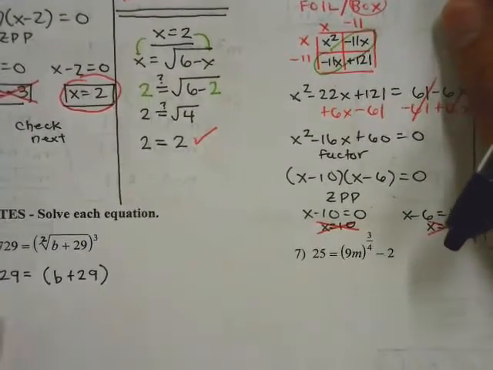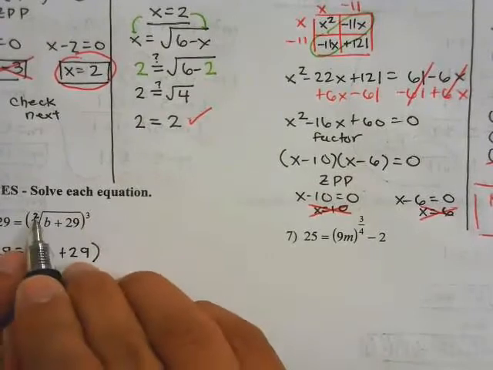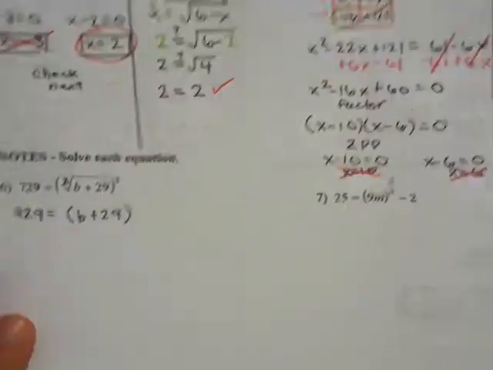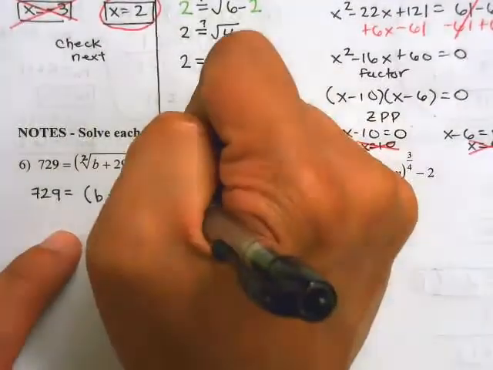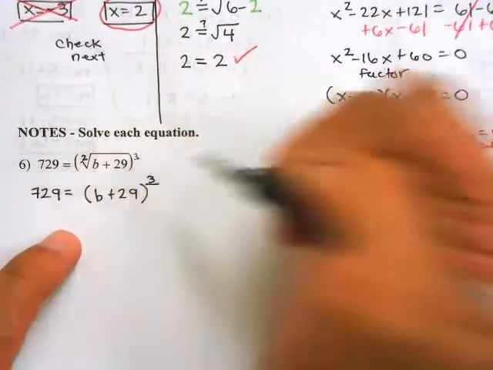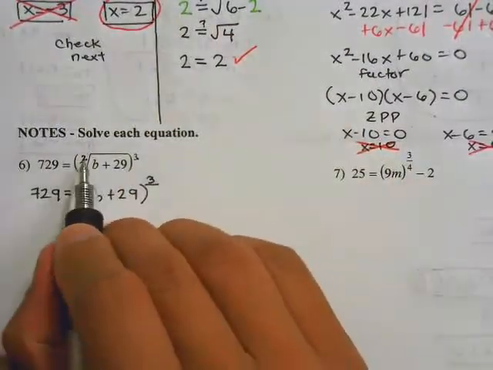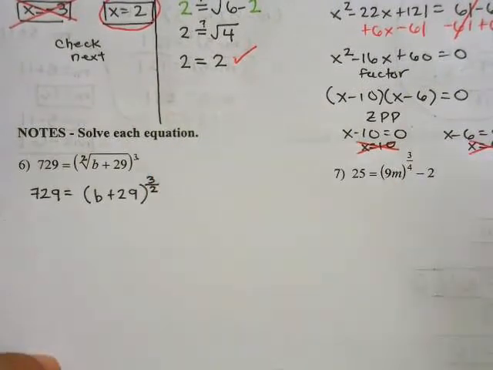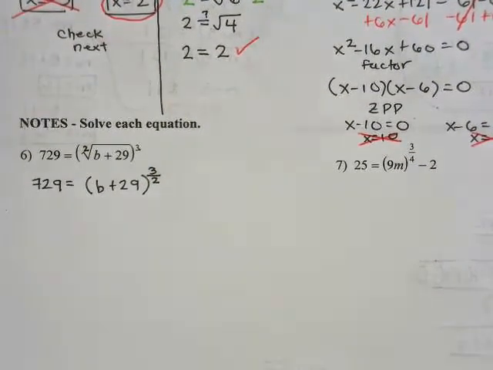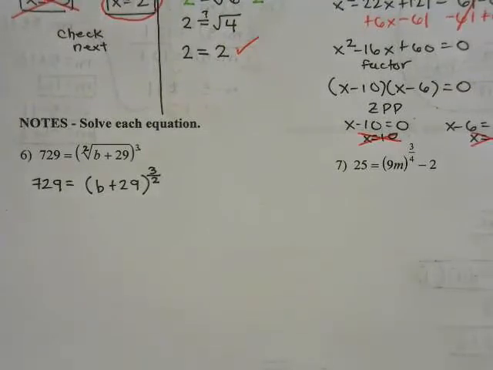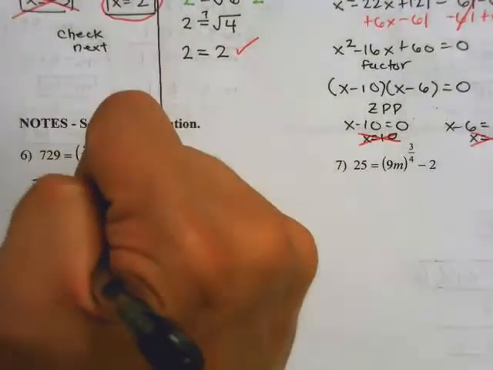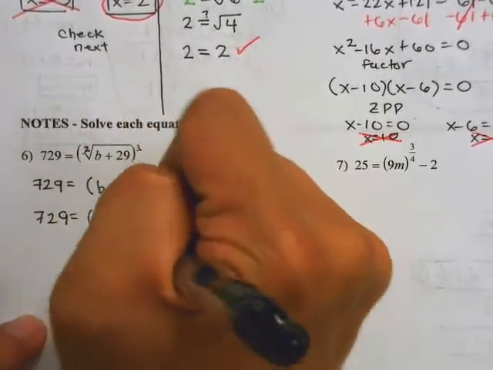To rewrite these two numbers into an exponent and not a root, you're going to take this number on the outside and put that there. We make it a fraction, and the number by the root goes in the denominator like this. So this is equivalent: b plus 29 to the 3 halves. I'm going to write it twice for notes purposes.